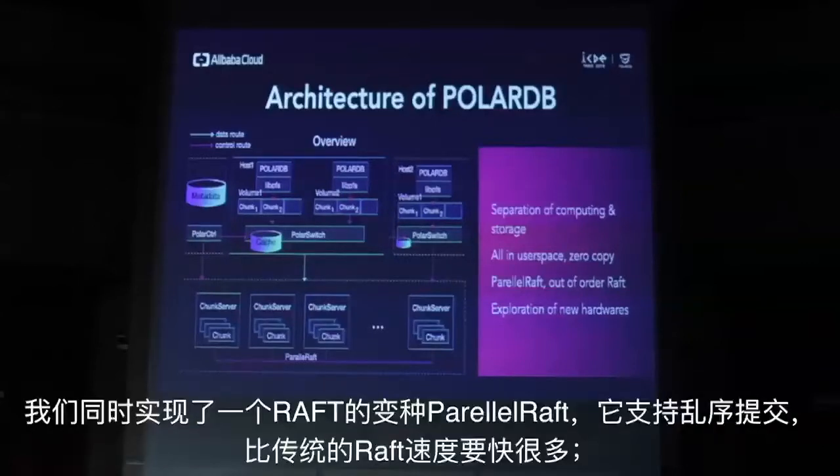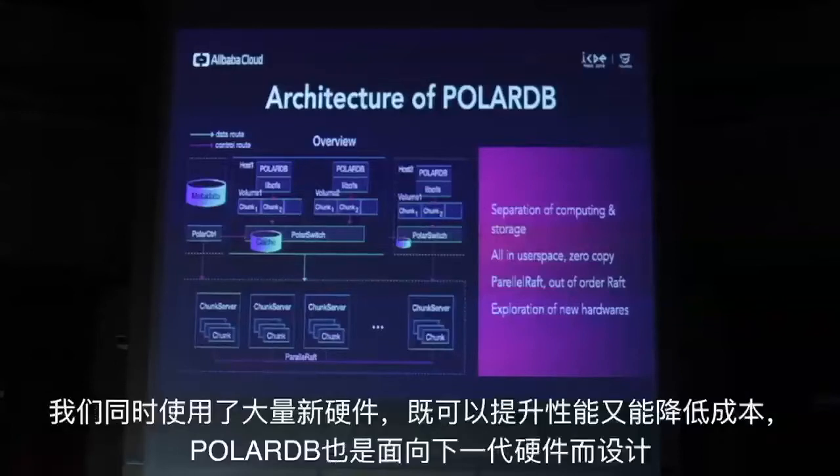We also implement a Raft variant, parallel Raft. We call it P-Raft. It supports out-of-order commit, so it is much faster than Raft. In PolarDB, we apply new hardware to improve the performance and cut the cost. It is designed for next-generation hardware.